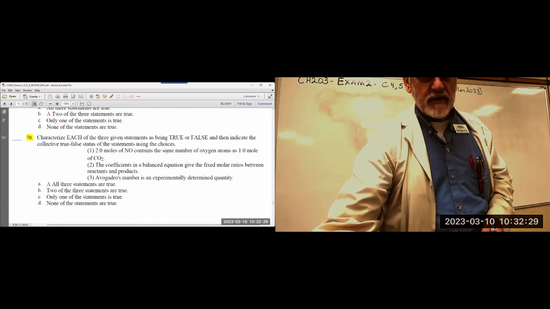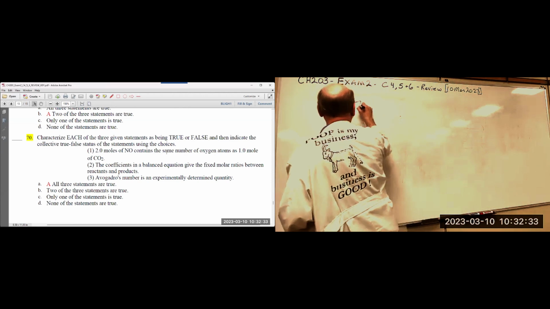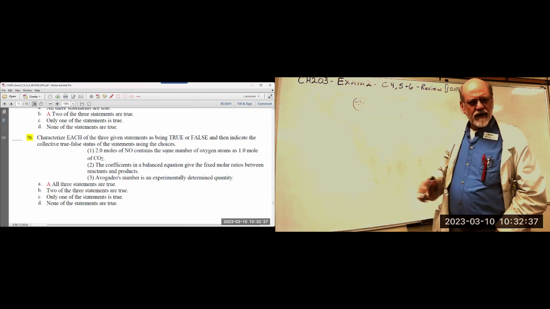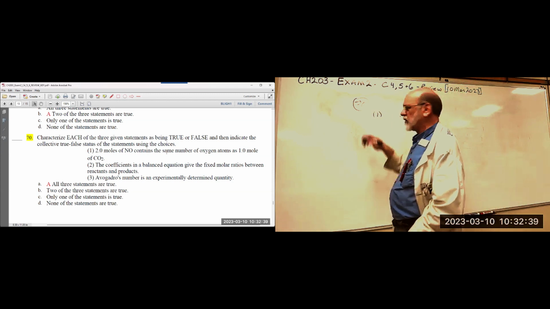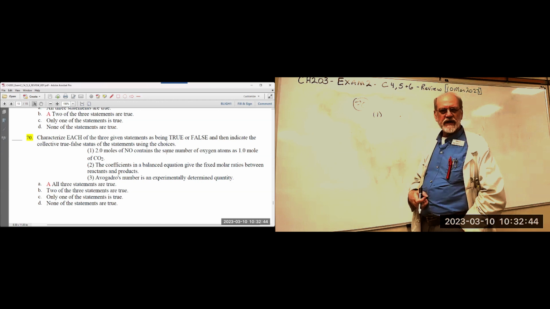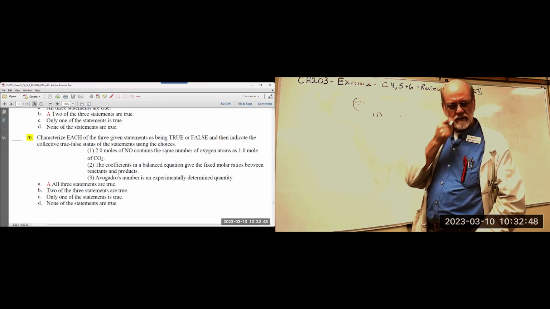Okay, we'll skip a few. Oh boy, you get one of these again. Why did I pick these? Let's see. Number one statement. 2.0 moles of NO contains the same number of oxygen atoms as 1 mole of CO2.